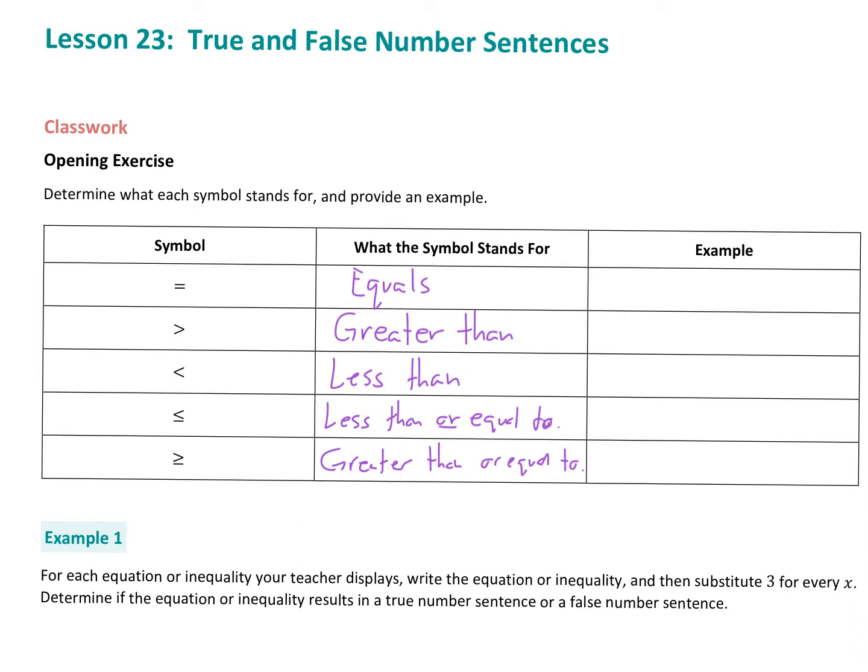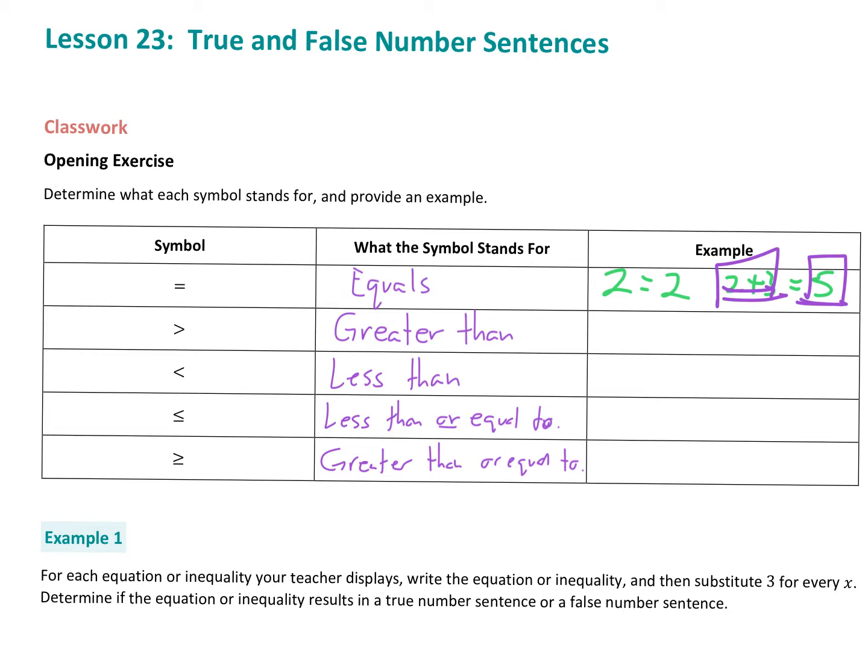Okay, so this first symbol, hopefully you got that one, and that one is equals. And so an example of equals would be, 2 equals 2. Or you could say that the expression 2 plus 3 equals 5. It just means that both sides of the equation are equal expressions. This is an expression, and it's the same as this expression.